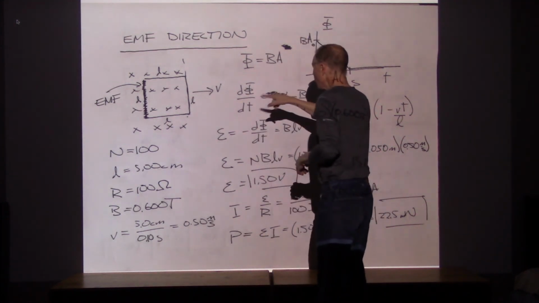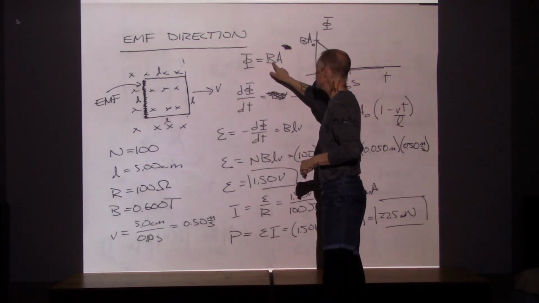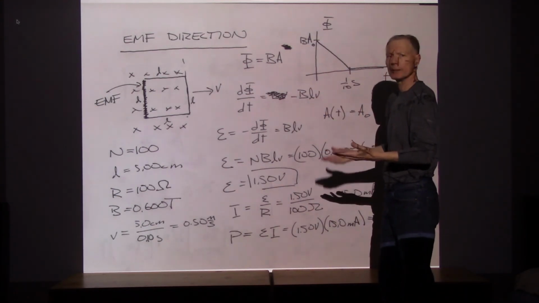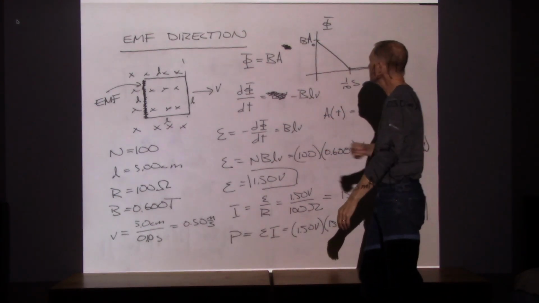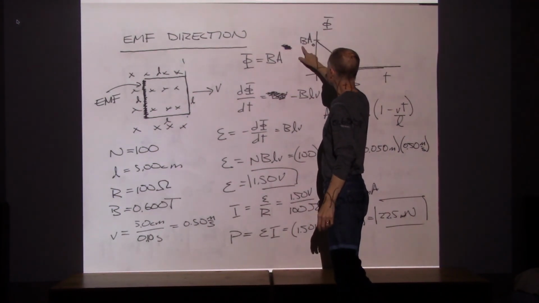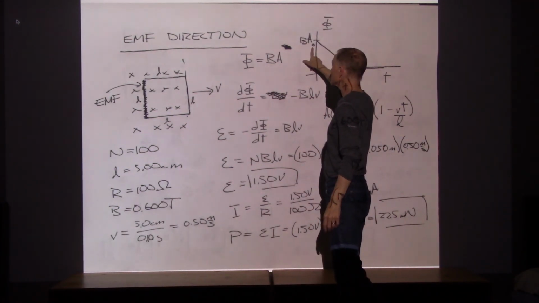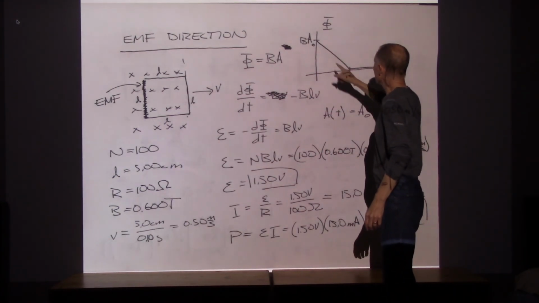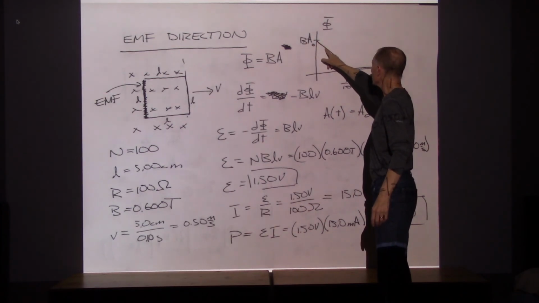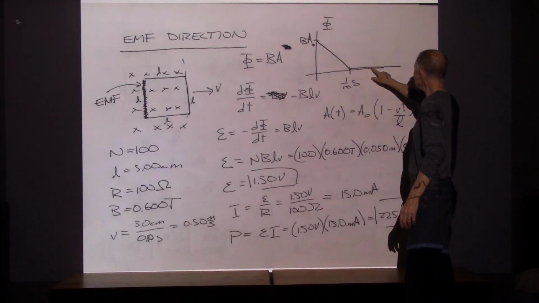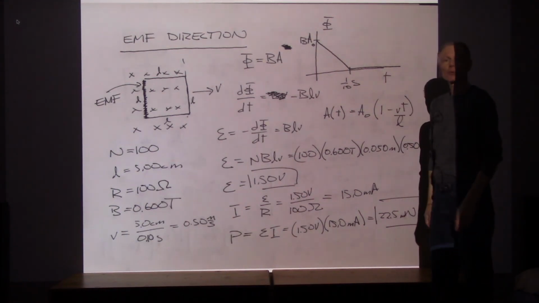Now, for this problem, we can say that the flux is B times A. It's a simple enough setup. We don't have to do any integration necessarily. We can just say B times A, and the flux starts off at B times A naught, and as that square leaves the region, the flux drops off linearly, and then once it's completely outside, the flux will just be 0.